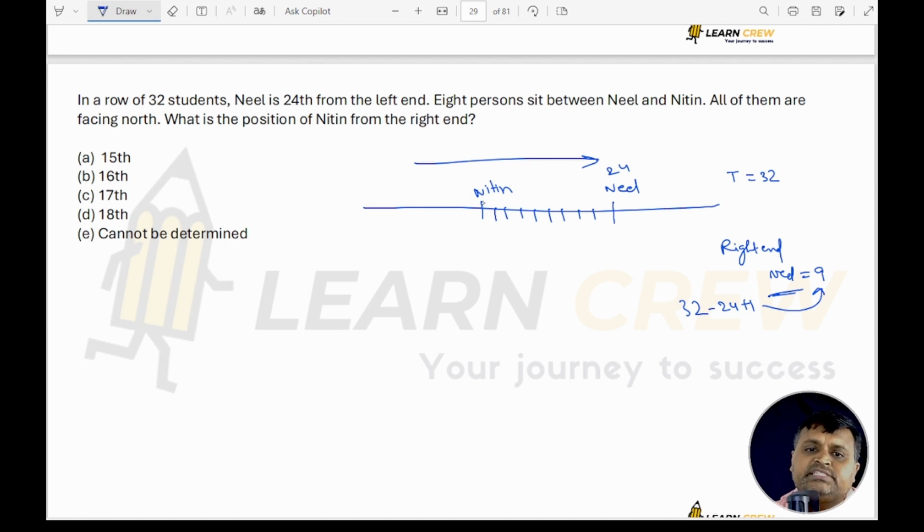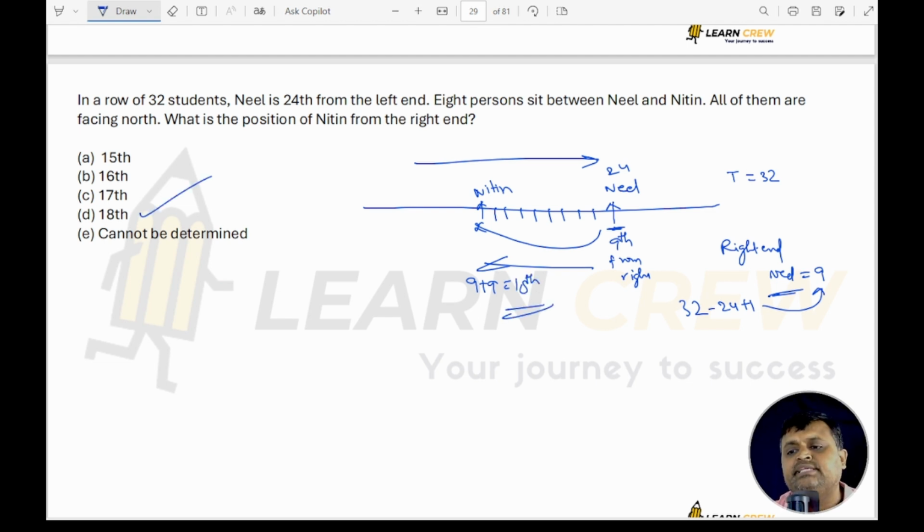All of them are facing north. Then what is the position of Nitin from the right hand? From the right hand, what can you say now? Here Neil is 9th from right, and Nitin has 8 persons in between. Next one is Nitin. So 9 plus 9, which is 18th. So the answer is 18.